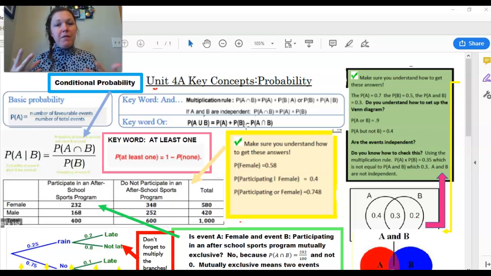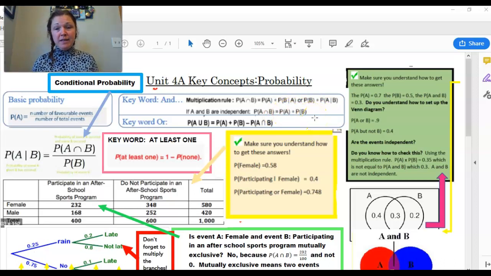Okay, next I want to move on to the multiplication rule. This is when you have a sequence of events happening. What if I ask you what's the probability of getting a 2 and then a 6? Those are independent events. Really all you need to know is that you're going to multiply these events together. So the probability of a 2 is 1 out of 6, times the probability of a 6, which is 1 out of 6. So I multiply those two events together.